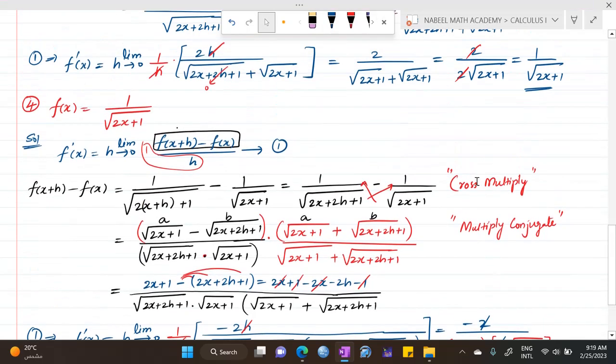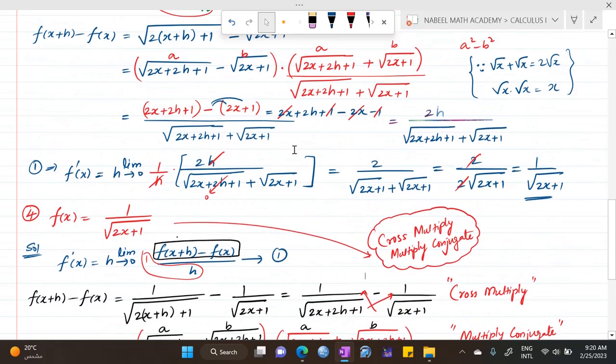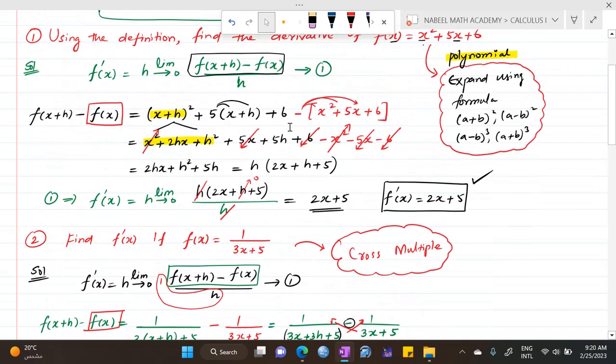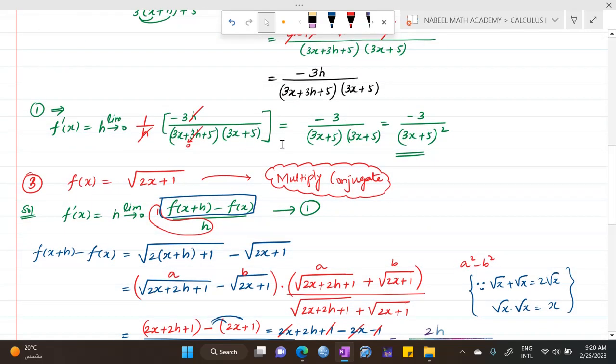So see here, in this case, whenever you will have a 1 over, I will go with the cross multiply and multiply the conjugate. So these two techniques you have to follow to evaluate 1 over root. So these are the 4 different types of problems we have discussed in this video. One is polynomial, the next one is 1 over polynomial, the next one is the root, and 1 over root.